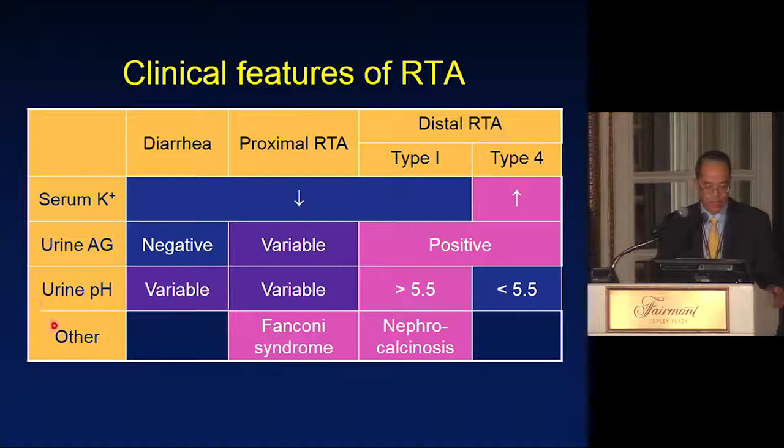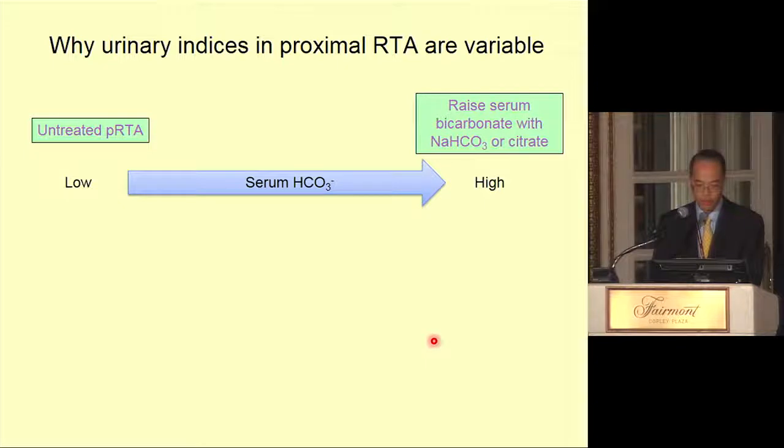And then some other clues that are helpful to distinguish between them. In a proximal RTA, most adult proximal RTAs are associated with Fanconi syndrome. So this is a very useful clue. And the distal RTA, type 1 RTAs often have nephrocalcinosis. So this is not something you need to memorize, but this is often a cause of confusion.